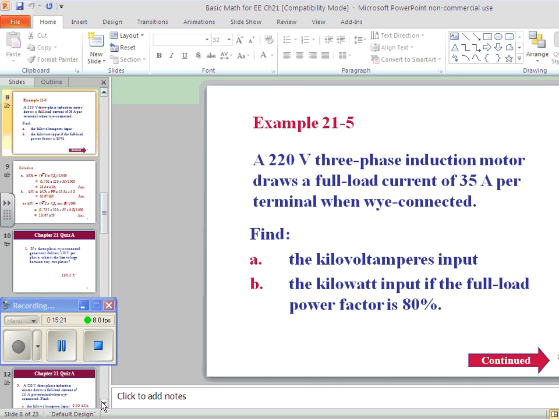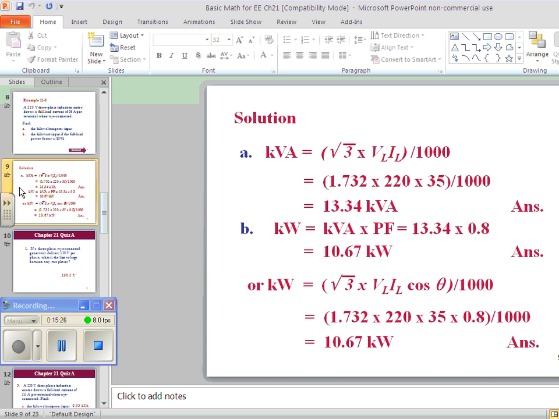And the first question is, what is the kVA input? What is our power input? And our power input is square root of 3 times the line voltage times the line current. And if we want to turn that into proper engineering notation, we'll divide that by 1,000. So we have 1.7321 times 220 times 35, and then we're going to divide that by 1,000 to get 13.34. To get our true power, we just multiply times 80% again, and we would find 10.67 kW.